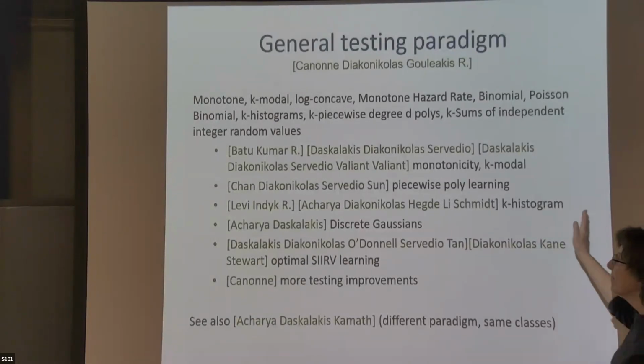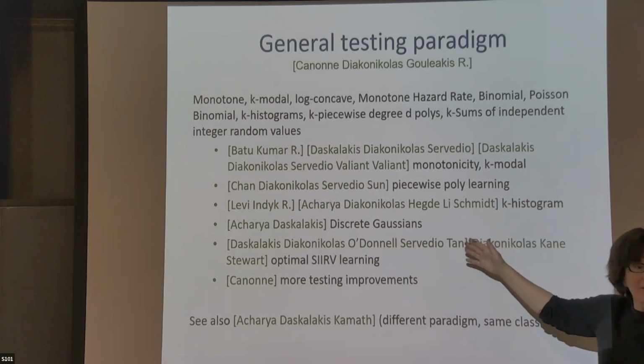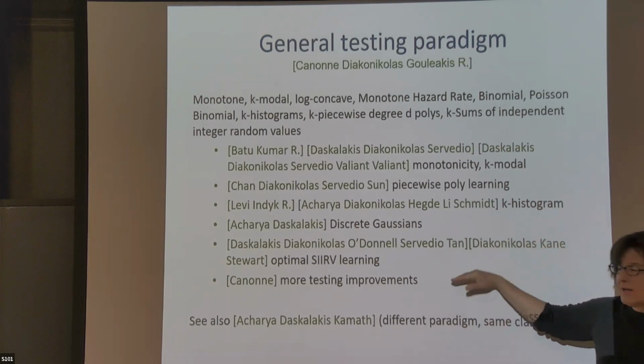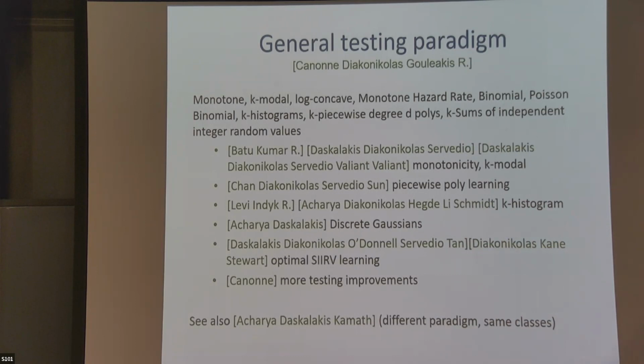Some of these were already known, and one gets slightly better, or sometimes we just do as well as the best known results. And some of these have also been improved since this work by Canon. What's interesting is that Acharya, Daskalakis, and Kamat, in a totally different paradigm, attacked the exact same classes. They have another paper which is a general purpose way of handling all these classes, in a completely different paradigm. So maybe it makes sense to look at all these classes together.